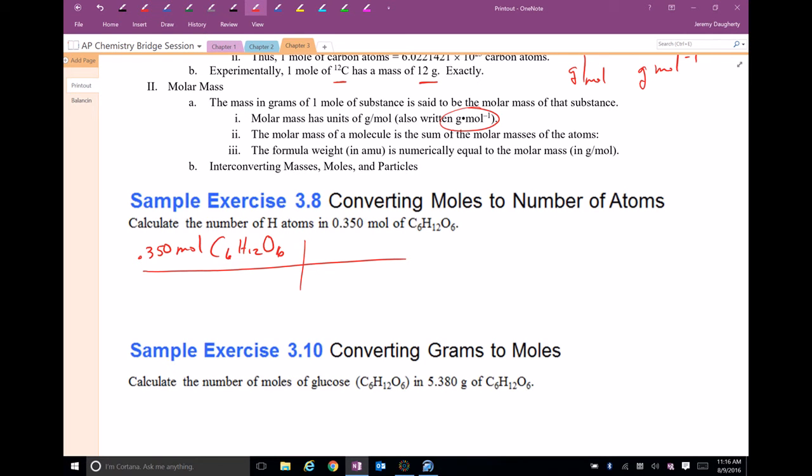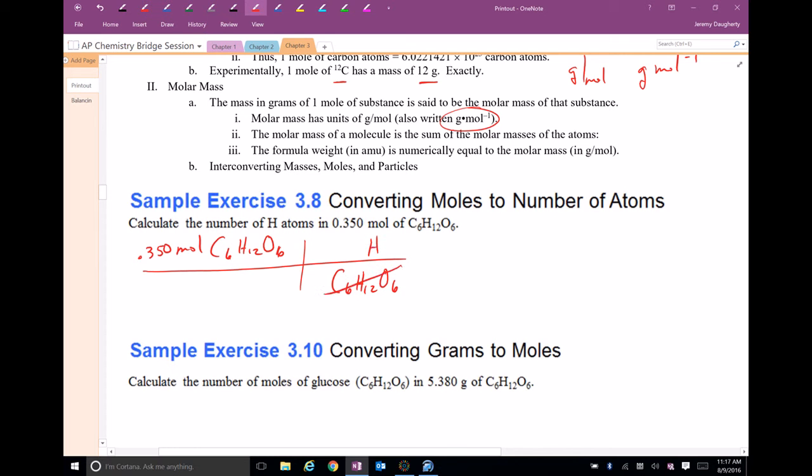So now I have moles of C6H12O6. I want to end up with atoms of hydrogen. So what do you want to convert first? There's a couple different ways that we could do this. I'm going to go ahead and convert my moles of C6H12O6 to moles of just hydrogen. Okay? So I'm going to leave the word mole. I'm going to get rid of C6H12O6 and I'm going to pick up hydrogen. So that cancels that out.